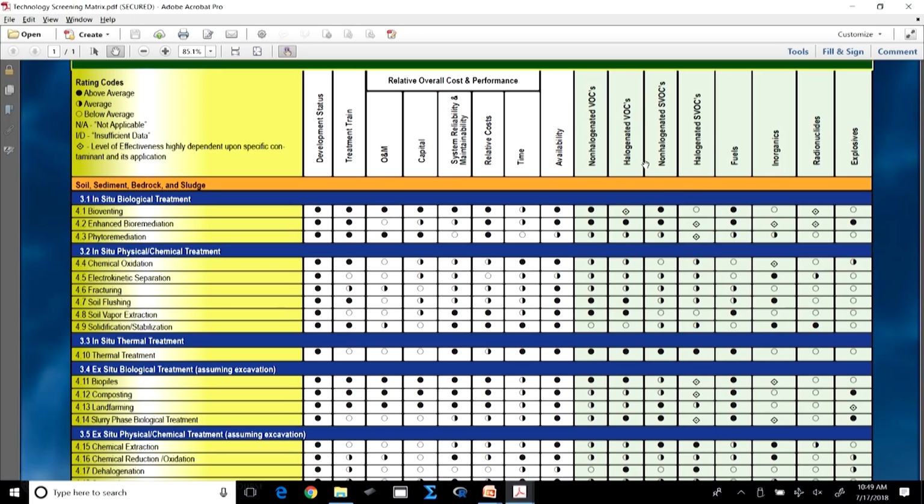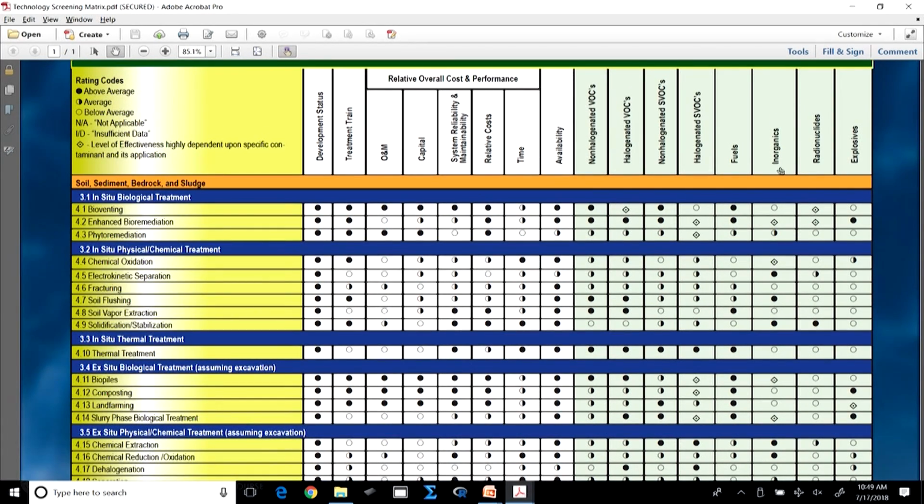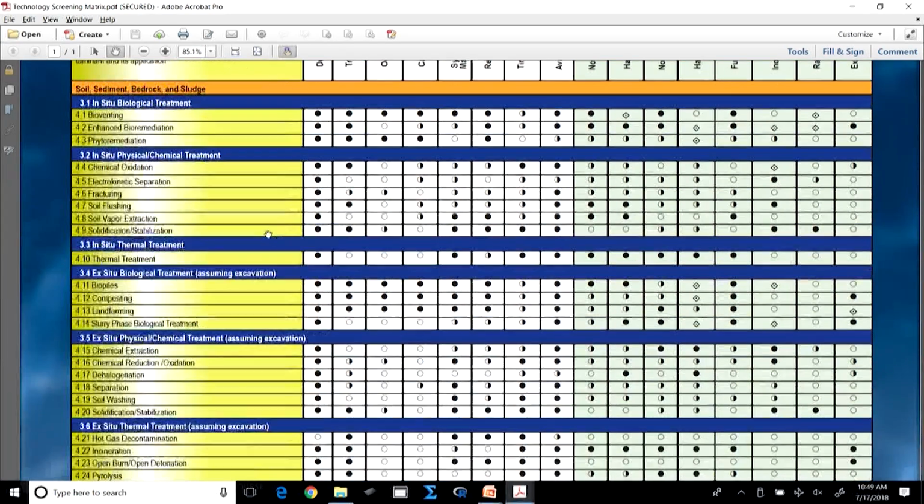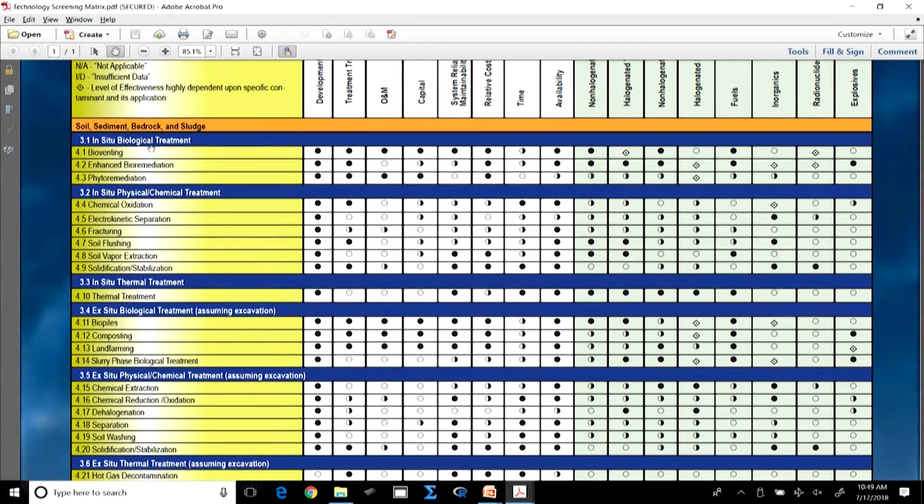And then out here we have the different types of compounds. I have the non-halogenated volatile organic compounds, the halogenated volatile organic compounds, and so on. And fuels, as in hydrocarbons, petrol, diesel and such, inorganic compounds, radionuclides, explosives, and so on. So I have different classes of contaminants here. And out here I have different types of treatment techniques: in situ biological treatment, in situ physical and chemical treatment, thermal treatment, and so on.